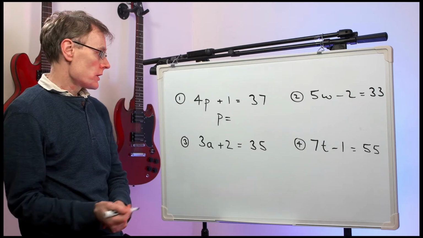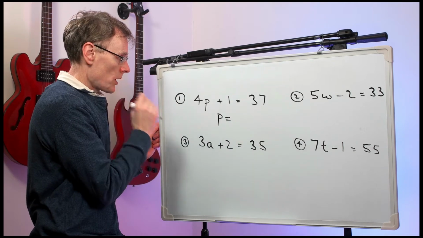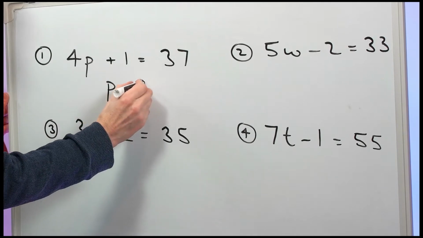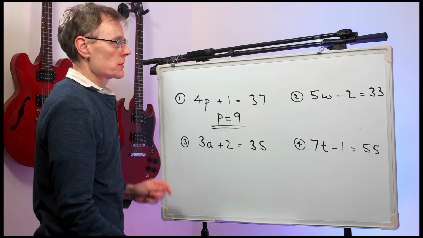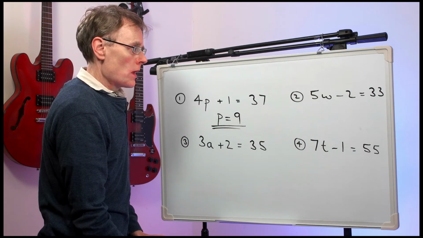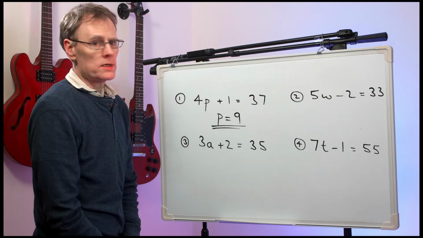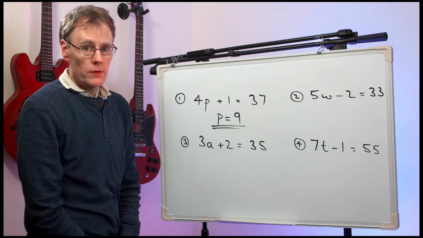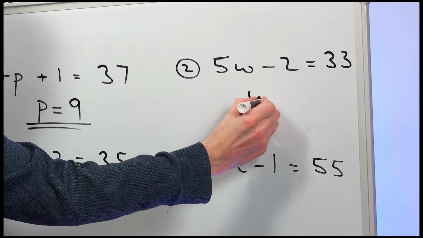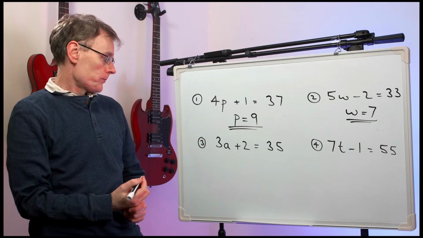Okay, the answers. So the first one, 4p plus 1 makes 37. Well, 4 9s are 36, plus 1 is 37, so p equals 9. Number 2, 5w minus 2 equals 33. Well, 6 5s are 30, take away 2 would be 28, that's no good. 7 5s are 35, take away 2 would be 33. So w equals 7.